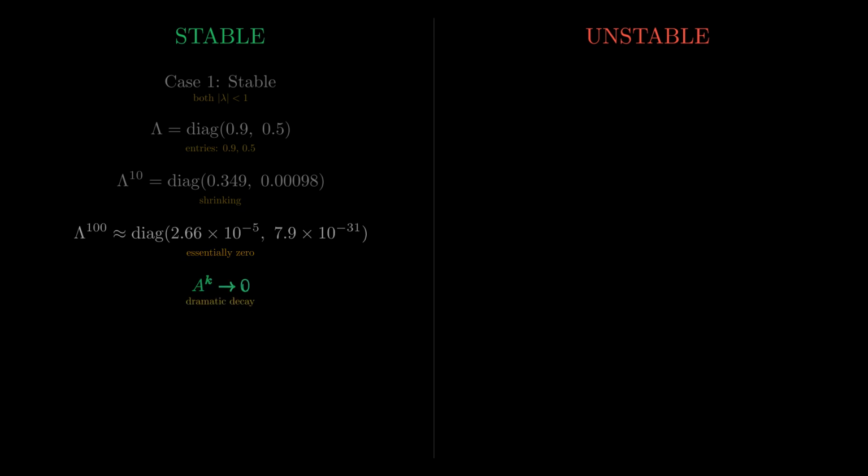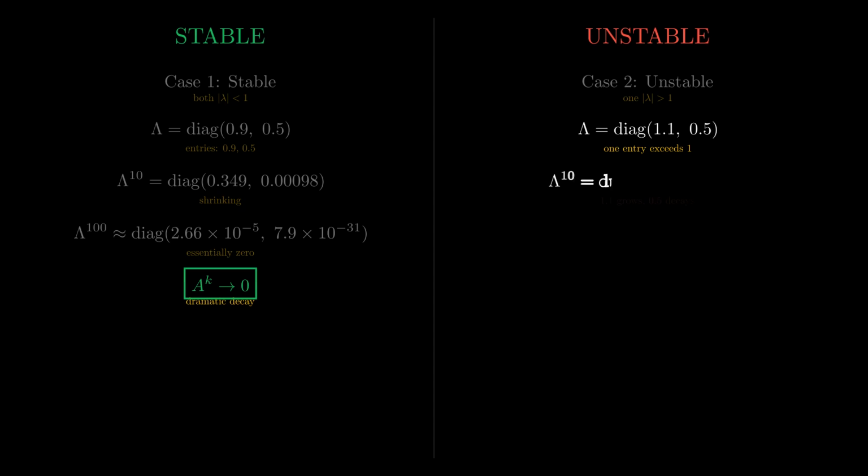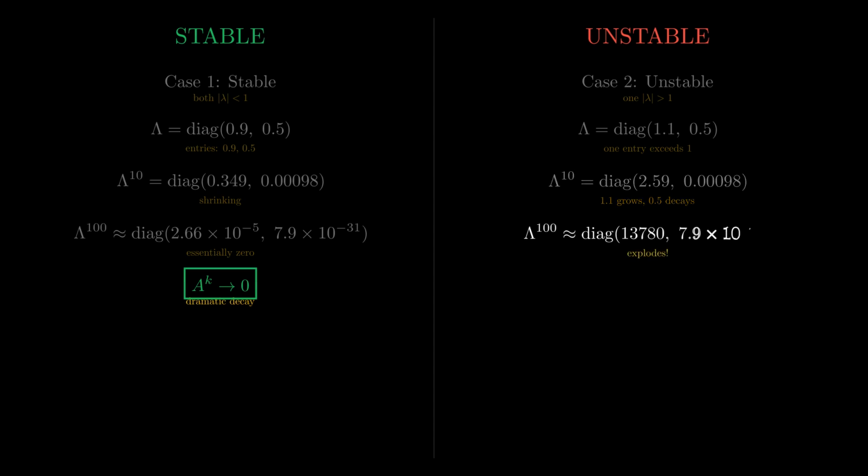Now case 2, the unstable case. Lambda equals the diagonal matrix with entries 1.1 and 0.5. That 0.5 still dies out just like before. But 1.1 raised to the 100th power is about 13,780. One rebellious eigenvalue hijacks the entire matrix. A to the k diverges, despite having a perfectly well-behaved companion eigenvalue sitting right next to it.